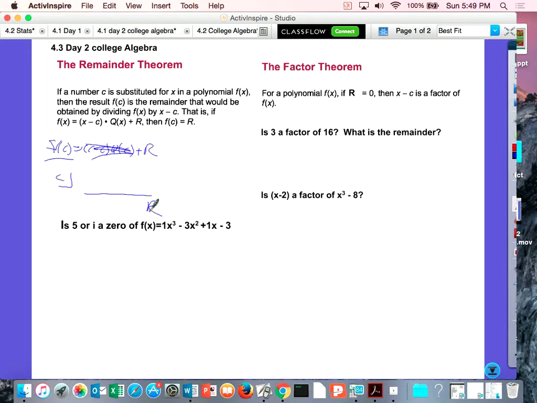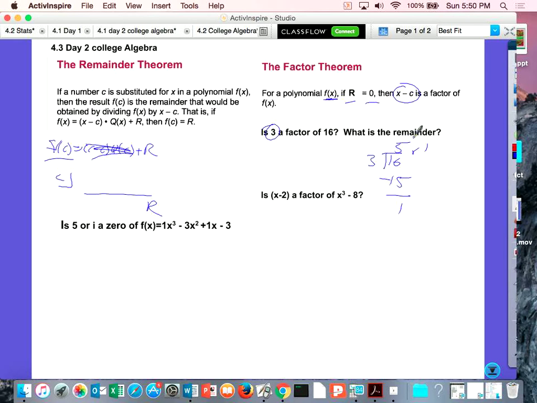So another one I think is useful is the factor theorem. It's really saying that for a polynomial f of x, if you get a remainder of 0, then the function or the expression that you're trying to divide in is a factor. Well, we know that. Okay, is this a factor of 16? No, because the remainder is not 0.